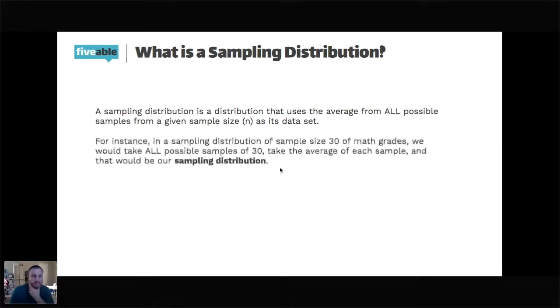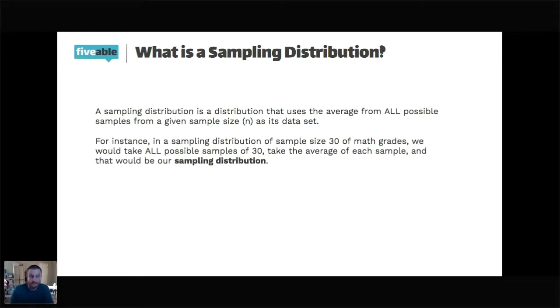Okay, so in the example here it's actually 30. In a sampling distribution of sample size 30 of, say, math grades, we would take all possible samples of 30. So that would be the sample with 30 people, and then the next one might swap out just two people. One person's not in the sample and somebody else is. So every possible sample of size 30. That's a ton of different options, depending on how big your population is. And then if you take the average within each sample, all of those averages become my data set that makes my new distribution, which is my sampling distribution.